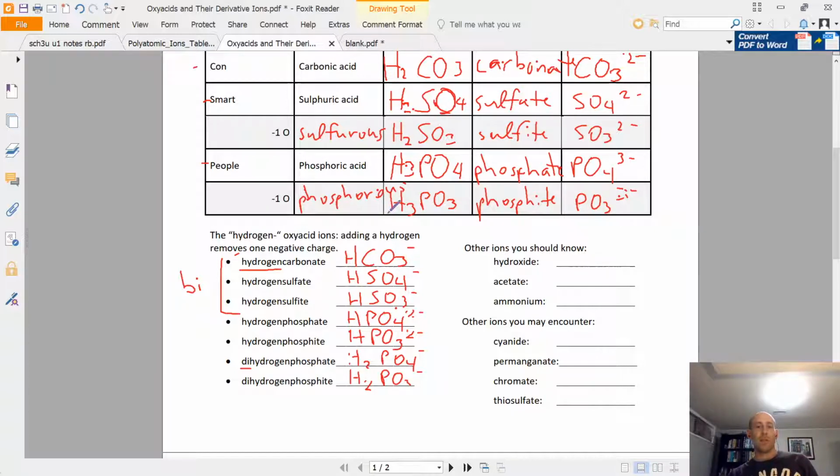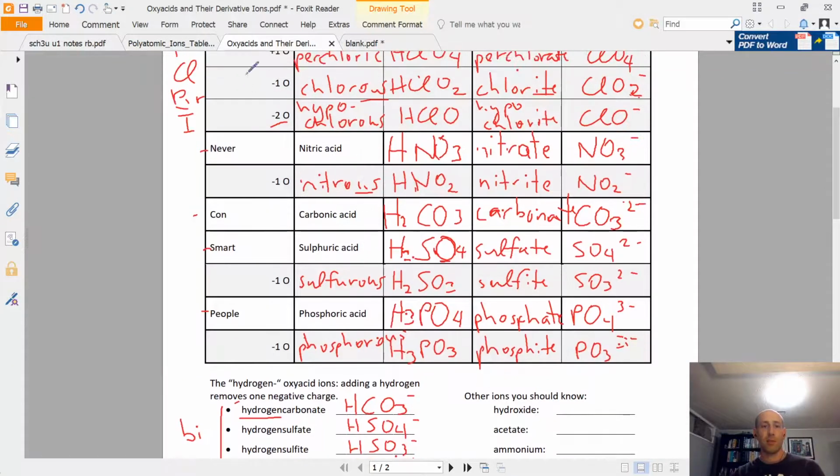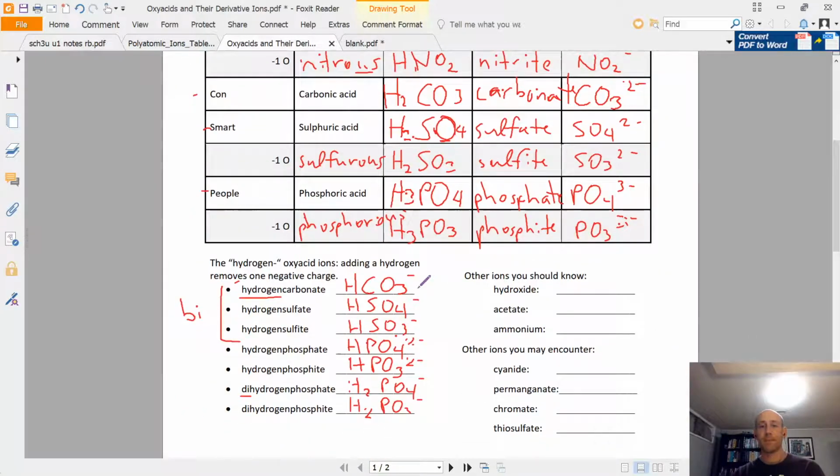Okay, so again, we can use the same "clowns never con smart people" with the phone numbers, and we now know all these variants. There's 7 more here, plus the 16 up here: 7, 8, 9, 10, 11, 12, 13. There's a lot of polyatomic ions that you've just memorized. There's a few others that you should know, and this means memorize. You're going to come across them quite a bit. Memorizing them means you know their formula and their charge.